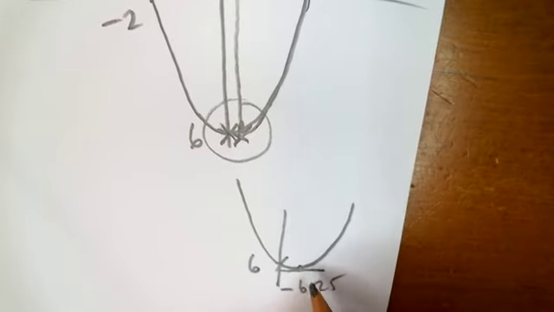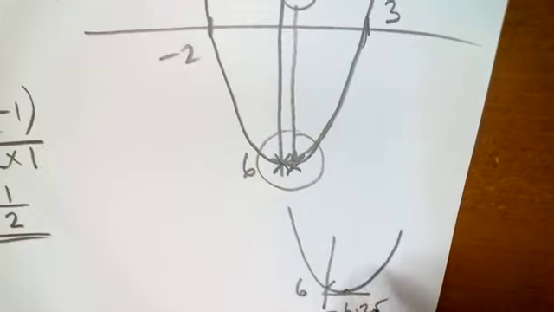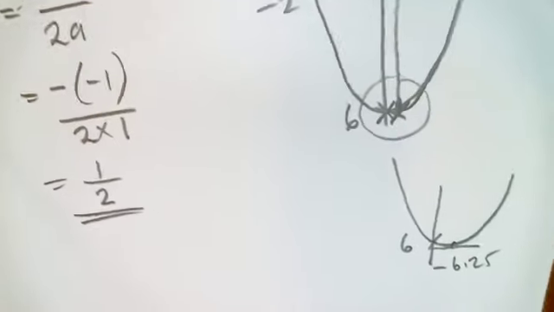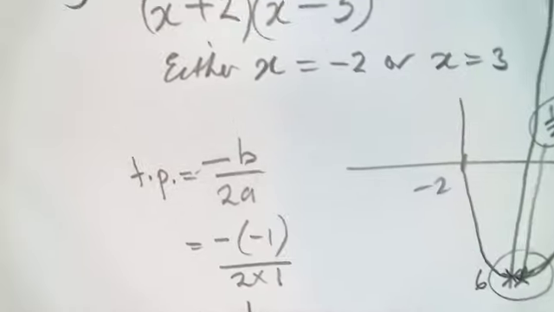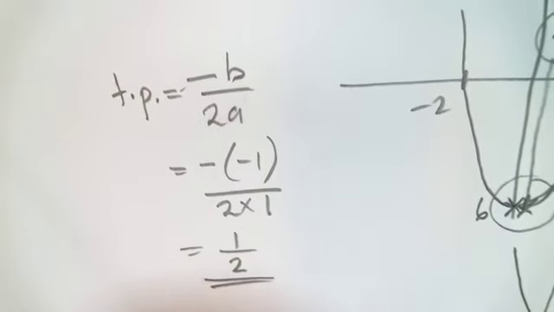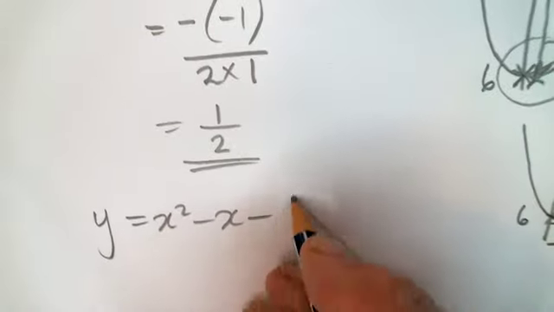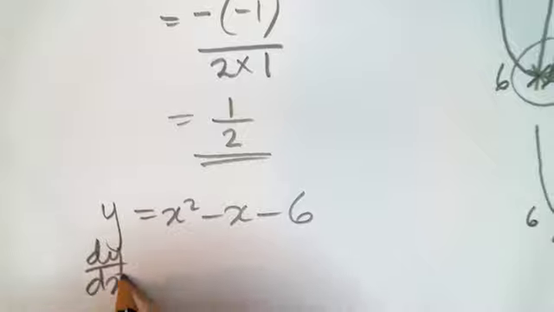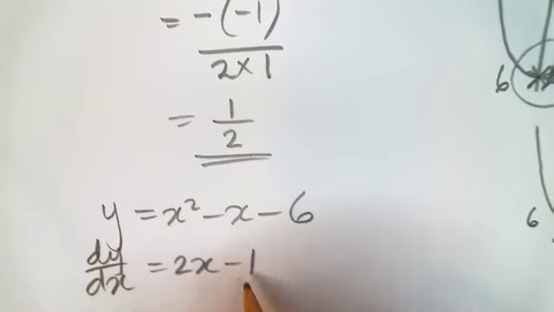So we're now looking at the minimum possible value this could be. We can see it's a minimum value, but let's prove it with calculus. Let's restate the question. y is x squared minus x minus 6. You've got to be able to see what I'm writing here. So dy/dx, we're going to differentiate it. That's going to be 2x minus 1.